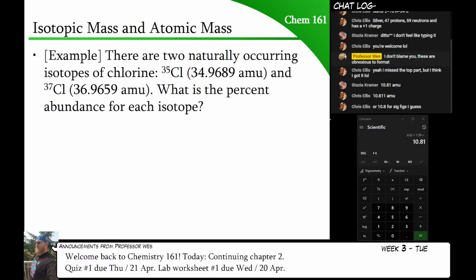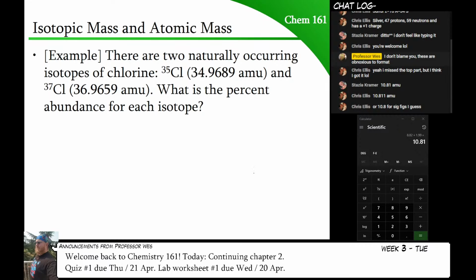Here's a more difficult problem. There are two naturally occurring isotopes of chlorine: chlorine 35, which weighs 34.9689, and chlorine 37, which weighs 36.9659. What is the abundance for each isotope? This is more difficult to do. In fact, it is significantly more difficult to do.